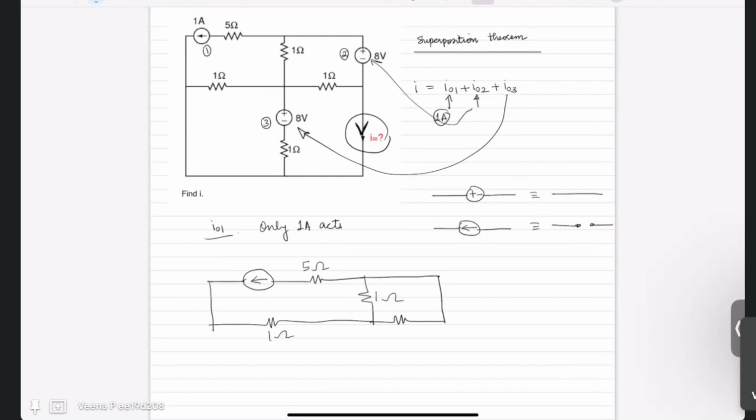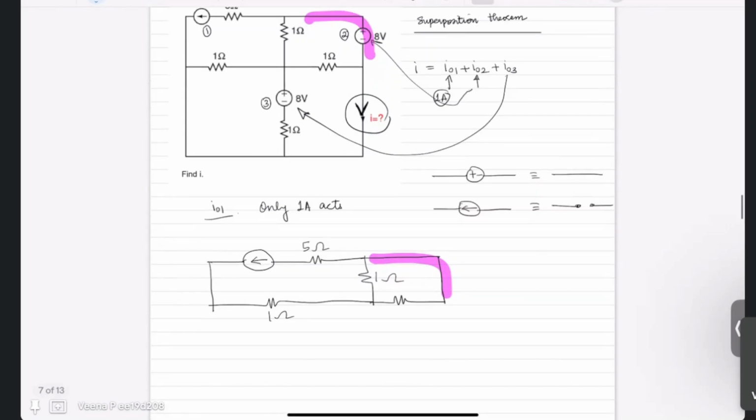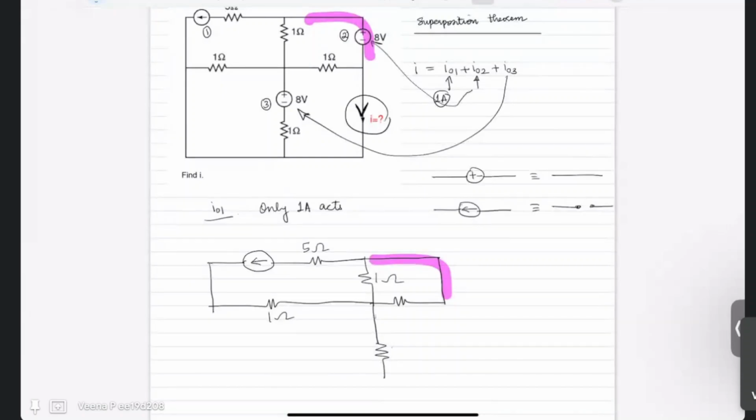So your 8 volts, this part is now short circuited. Then you have another 8 volts that is also short circuited, and you have a 1 ohm, and the rest of the circuit stands as it is. So this part, which is your 8 volts, I have short circuited.